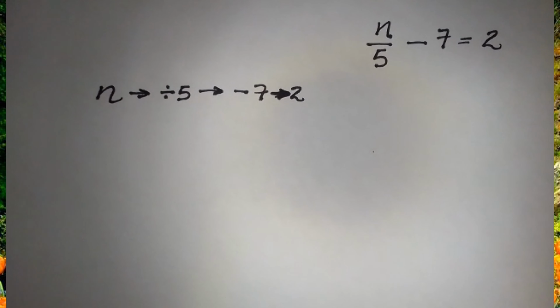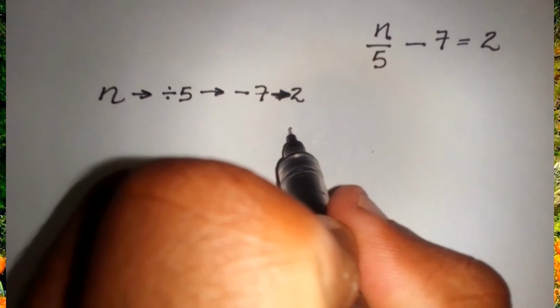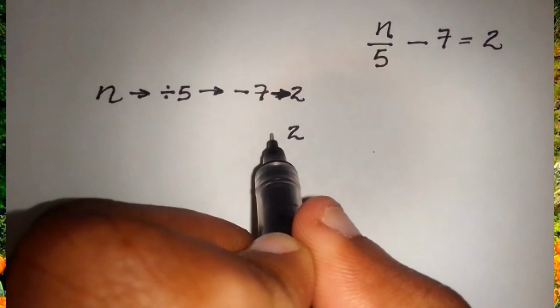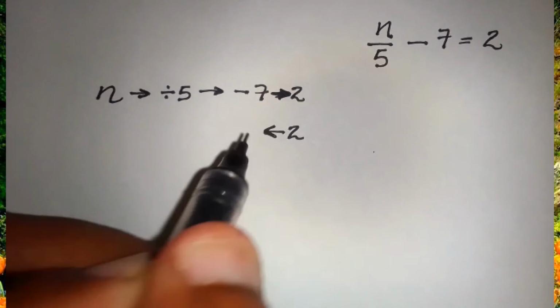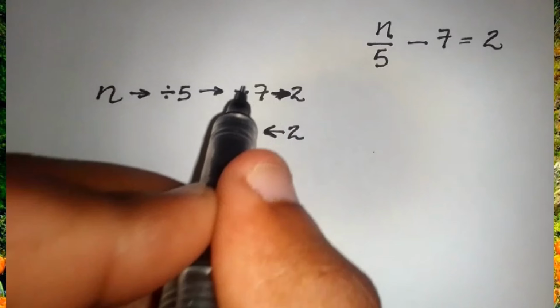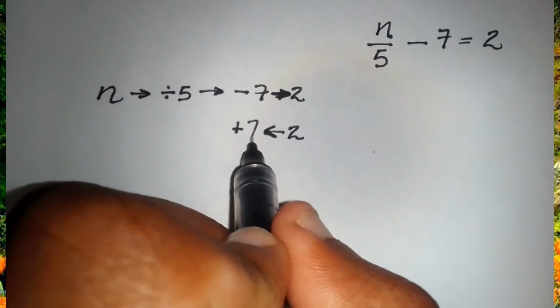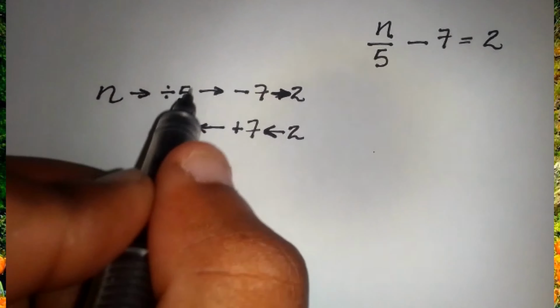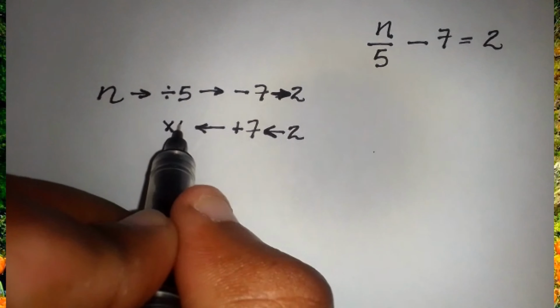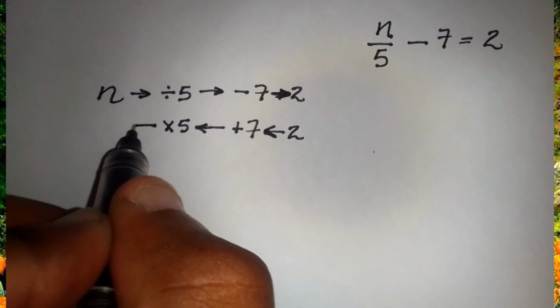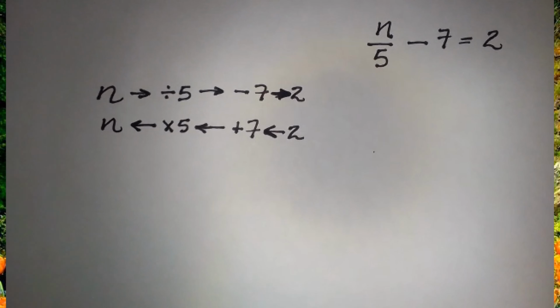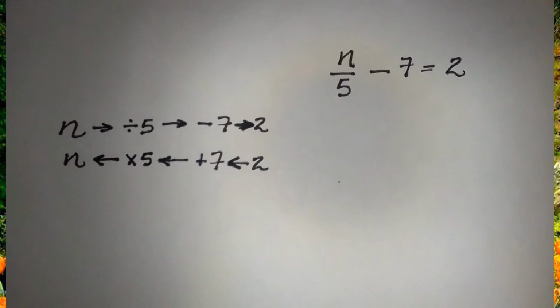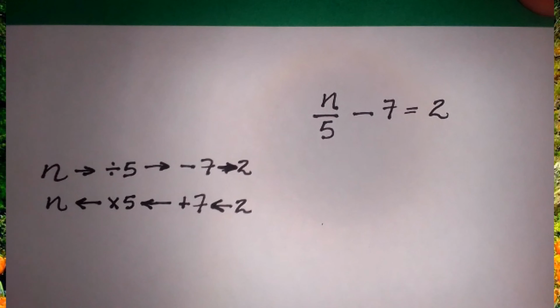So if I retrace my steps, starting at 2, and I reverse my steps, the opposite of subtracting 7 is adding 7. The opposite of dividing by 5 is multiplying by 5. And when I'm finished, that should give me what n is. So let's try it step by step and see if it works.